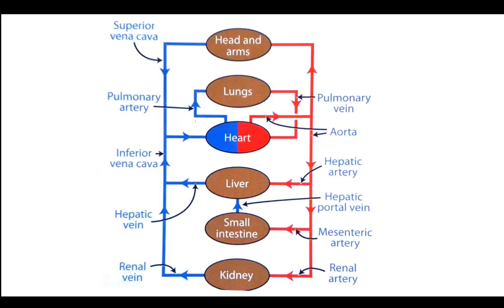Now, this little diagram pretty much shows the same thing, so it's really important that you learn each of these blood vessels and learn their names and where they carry blood to and from. As I say, most of the arteries carry blood into the organ. So for example, pulmonary artery carries it into the lungs, hepatic artery carries it in the liver, mesenteric carries it into the small intestine, and the veins usually carry it out of the organs and back towards the heart.